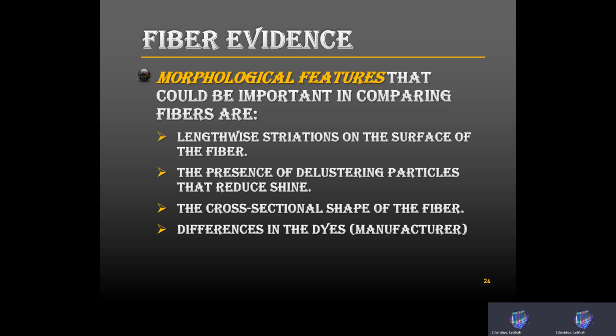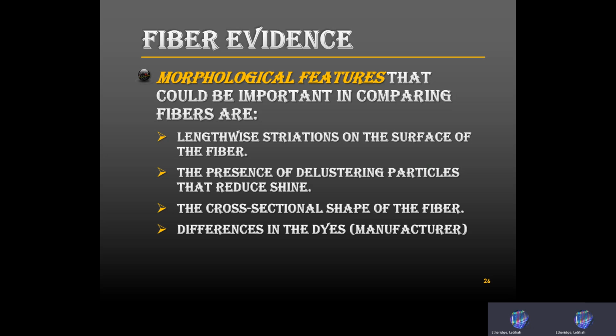It's important in comparing the fibers, and these are the 4 things that you're looking for. You want to look for lengthwise striations on the surface of the fiber that you can compare with the suspect fiber or the crime scene fiber. You want to look for the presence of delustering particles that reduce shine. Certain fibers, let's say, shimmer, some don't, so you want to look for those types of things. You want to take a look at the cross-sectional shape of the fiber, so you can do a comparison that way. And then you obviously want to look at the differences in the dyes.